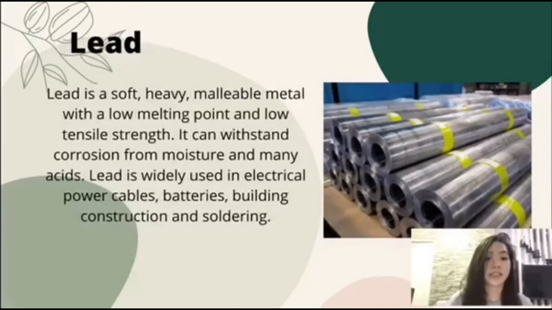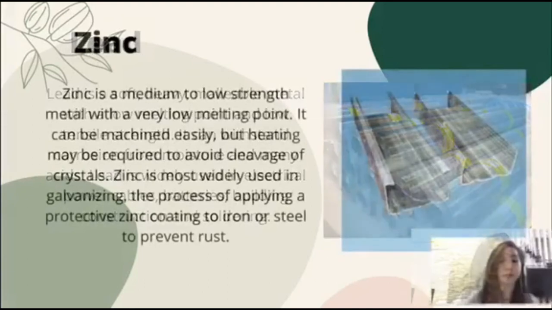Next we have lead. Lead is a soft yet heavy, malleable metal with a low melting point and low tensile strength. It can withstand the corrosion of moisture and many acids. Lead is widely used in electrical power cables, batteries, building construction, and solid rings.